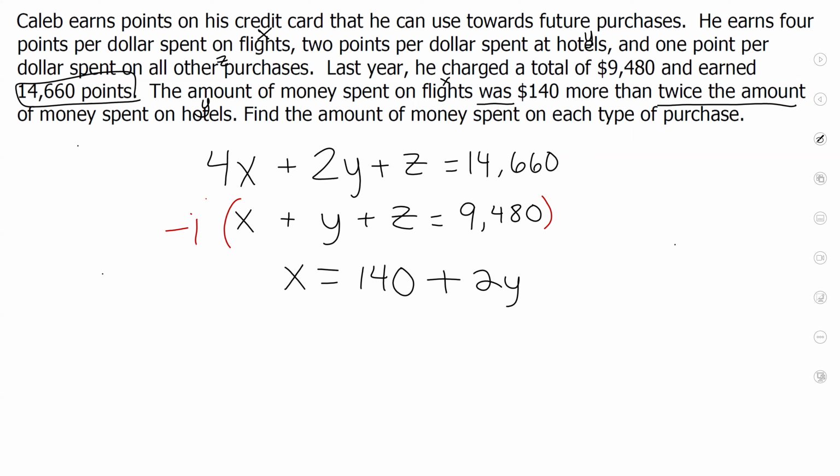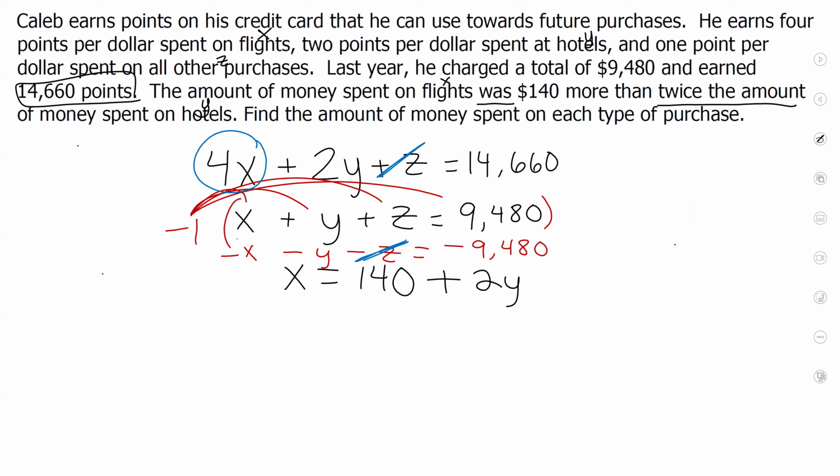-1 times X is -X. This will be -Y, -Z, -9,480. Is everyone okay so far? The reason why I did this is because look very closely. This positive Z cancels out with this negative Z. Okay? Now I'm only going to have X's and Y's.